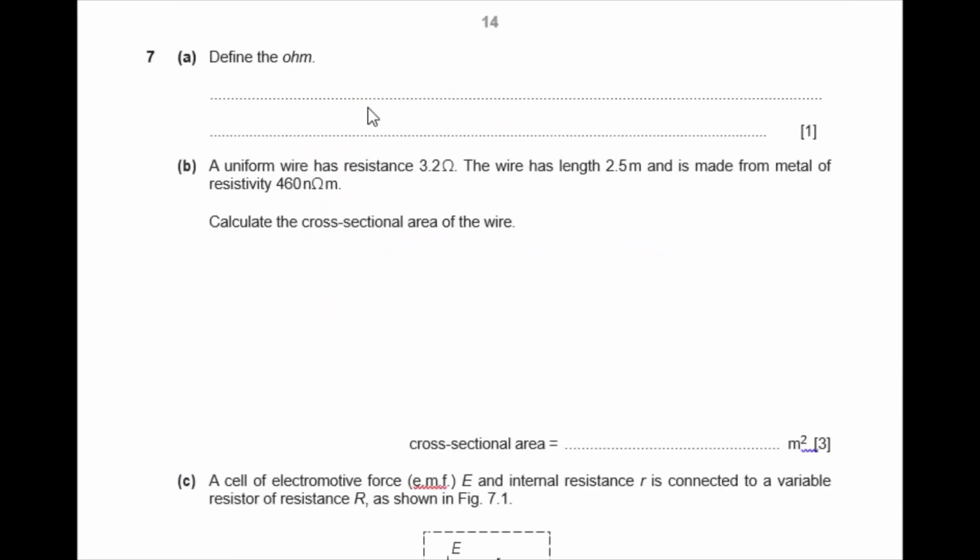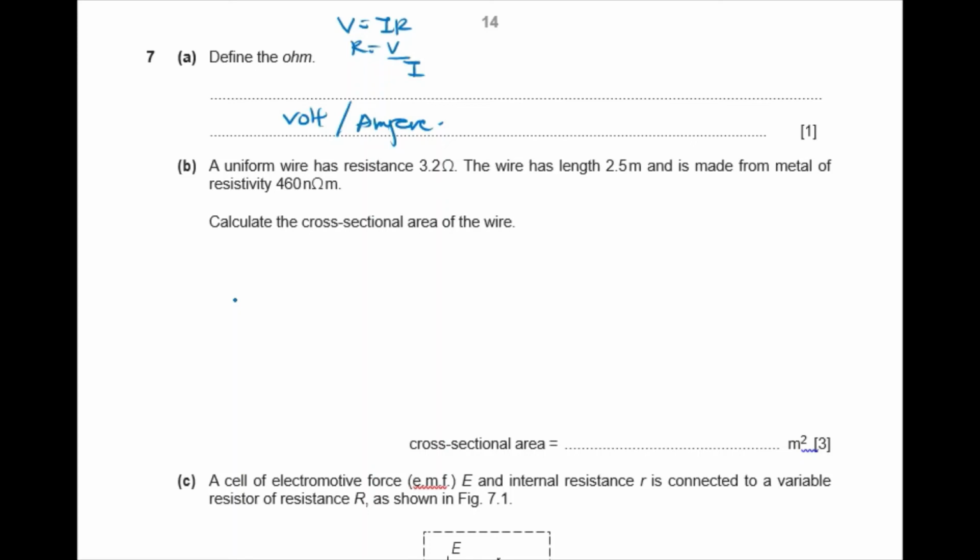7a, define ohm. Ohm is the unit of resistance. So V equals IR. R equals potential difference per current. So define ohm: it is volt per ampere.